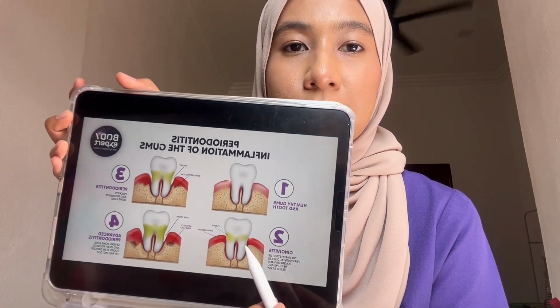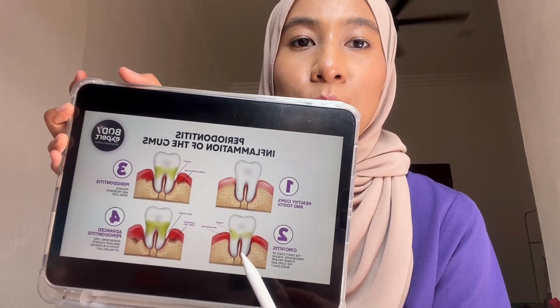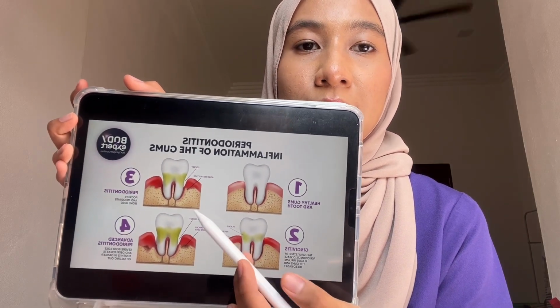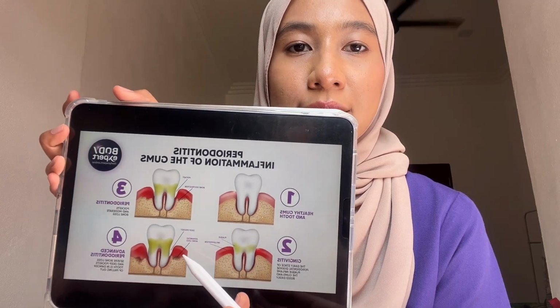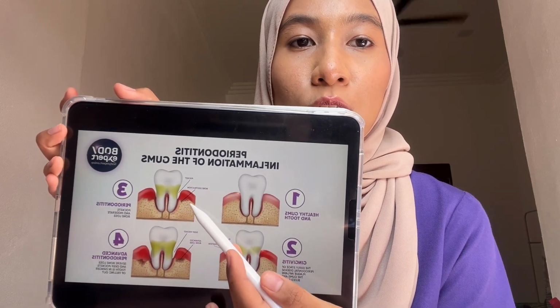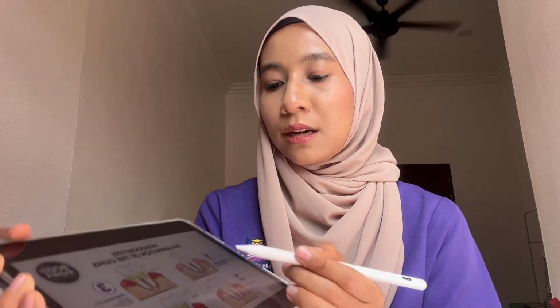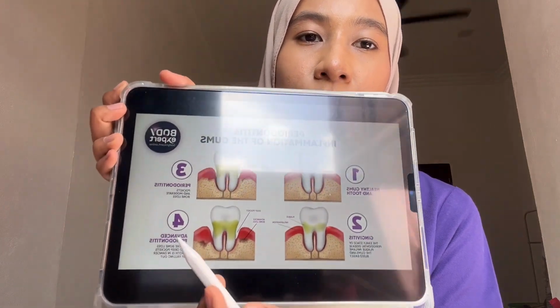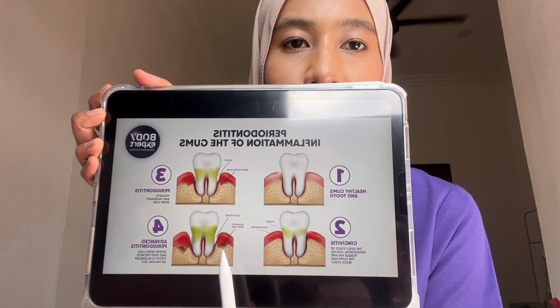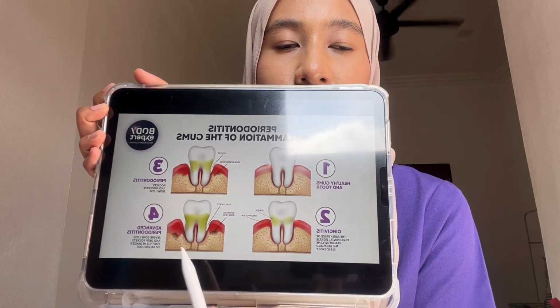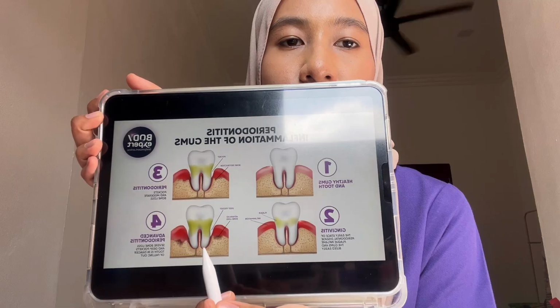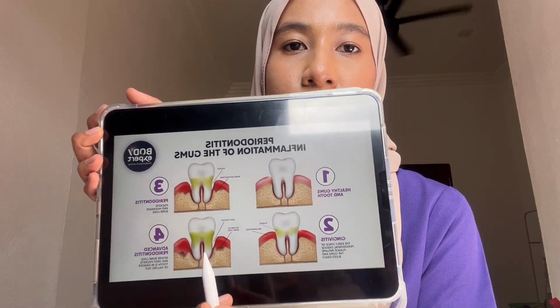However, if gingivitis is not treated, it can progress to periodontitis. This can cause deep gum pockets and the beginning of bone loss. At this stage, it can't be fully reversed, but it can be controlled. In the advanced periodontitis stage, more bone is lost around the teeth, which causes the tooth to become loose or shift position. And without treatment, the tooth may need to be removed.